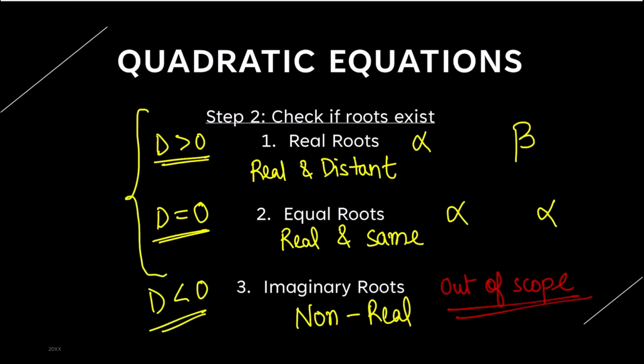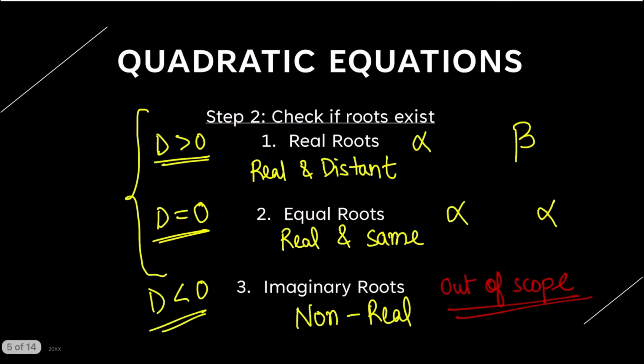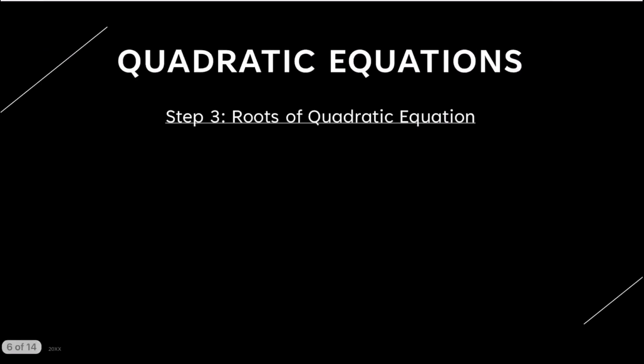Now we will see few examples. First thing we have done, again we calculate discriminant b square minus 4ac. Then it could be greater than 0, equal to 0, less than 0. When it is greater than 0, there are two roots which are different to each other. When D is equal to 0, then two roots but they are the same. And third case is now out of scope for our exam, right?